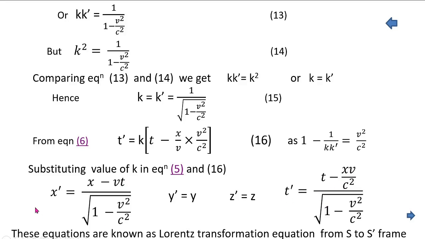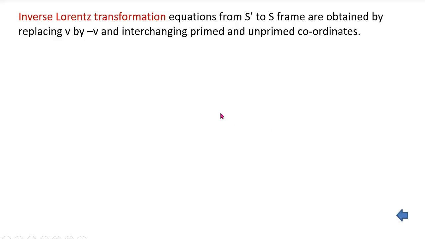And on the left hand side, x dash, y dash, z dash, t dash are the coordinates of S dash frame of reference. Therefore, these equations are known as Lorentz transformation equations from S to S dash frame of reference. That is, if we know the coordinates x and t and velocity within S frame of reference, then we can find the coordinates in S dash frame of reference using this transformation equation.